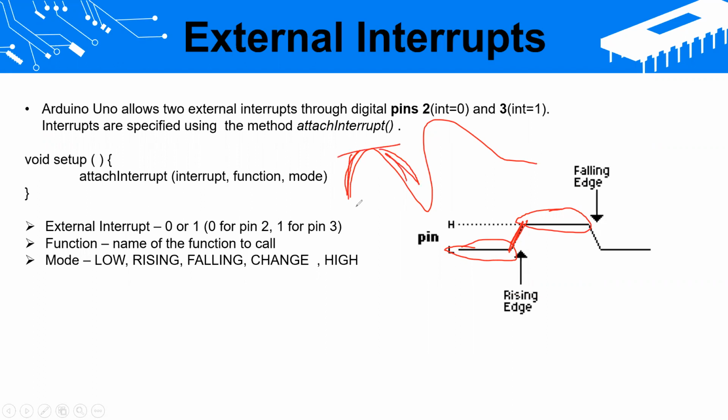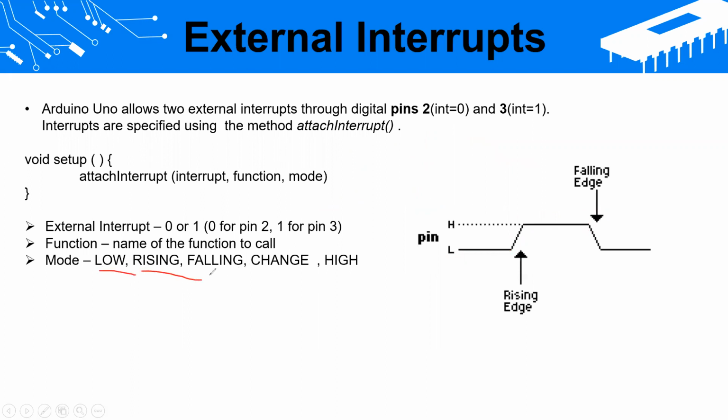This is the maximum, and this is the minimum, which is basically considered as low. So these are the 4 states: low, rising, falling, high, and we can have change as well. If the signal changes, in that case, this function will be called.